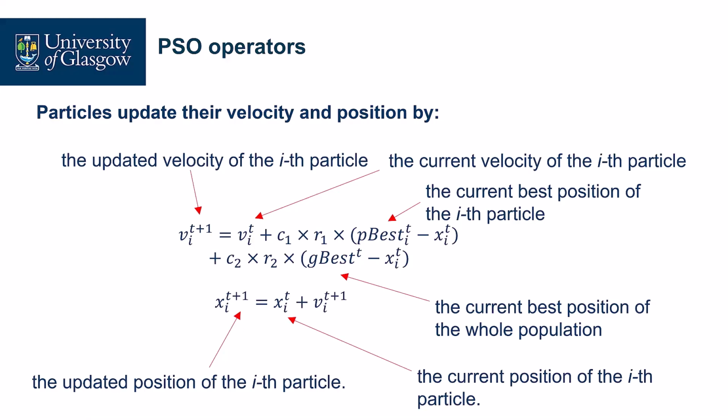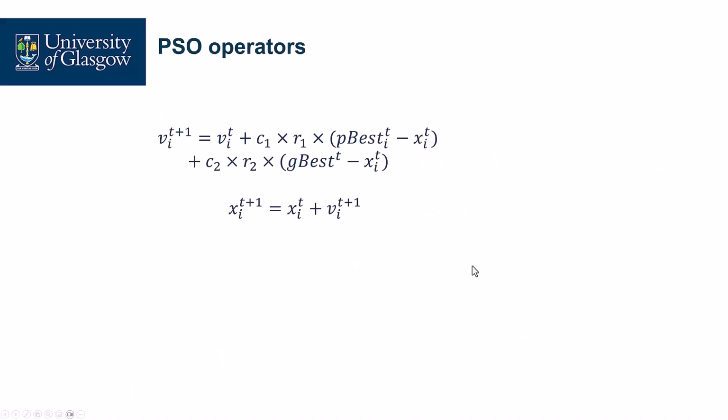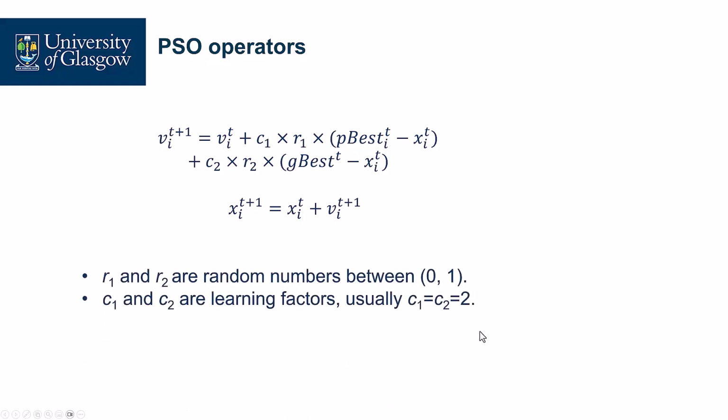This is the formula I have just shown. But there are also some other parameters: C1, C2, R1, and R2. R1 and R2 are random numbers between 0 and 1. C1 and C2 we call learning factors. Both of them we can set to 2. The setting of these parameters we will cover in the advanced specialization, not in this specialization.